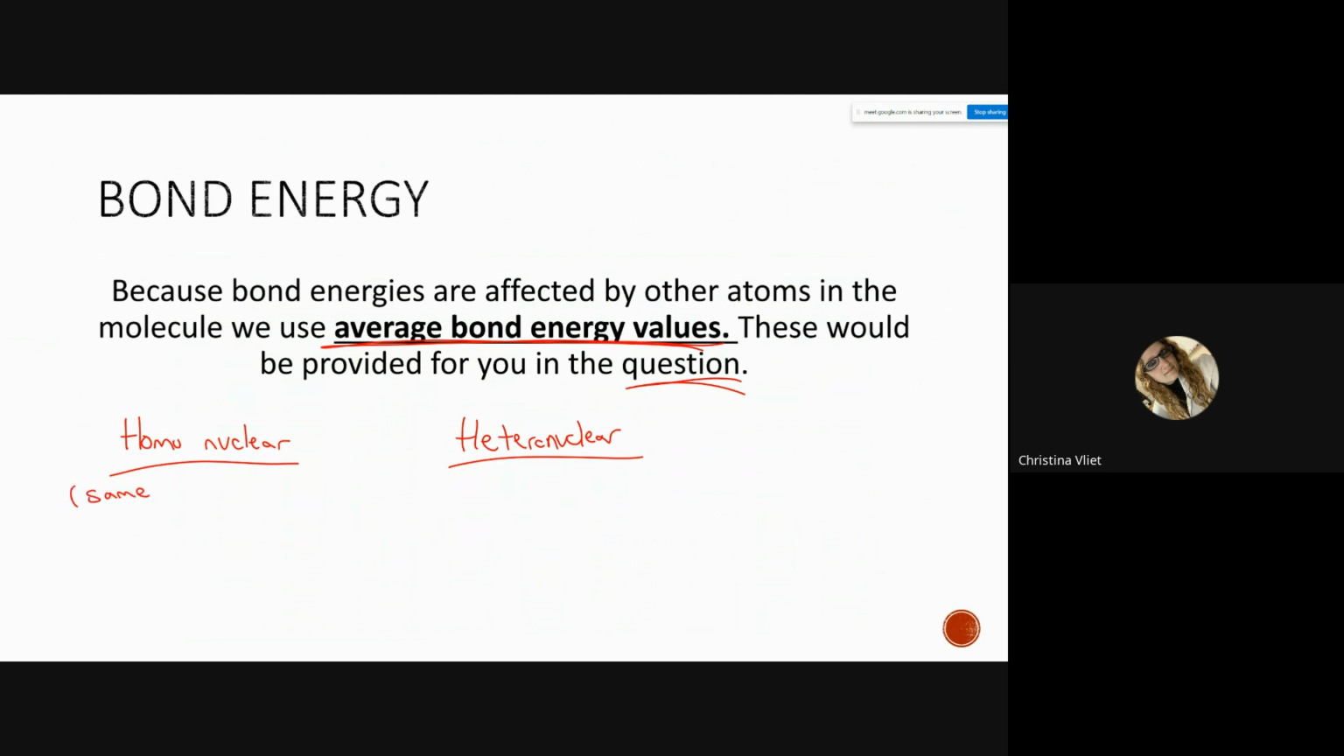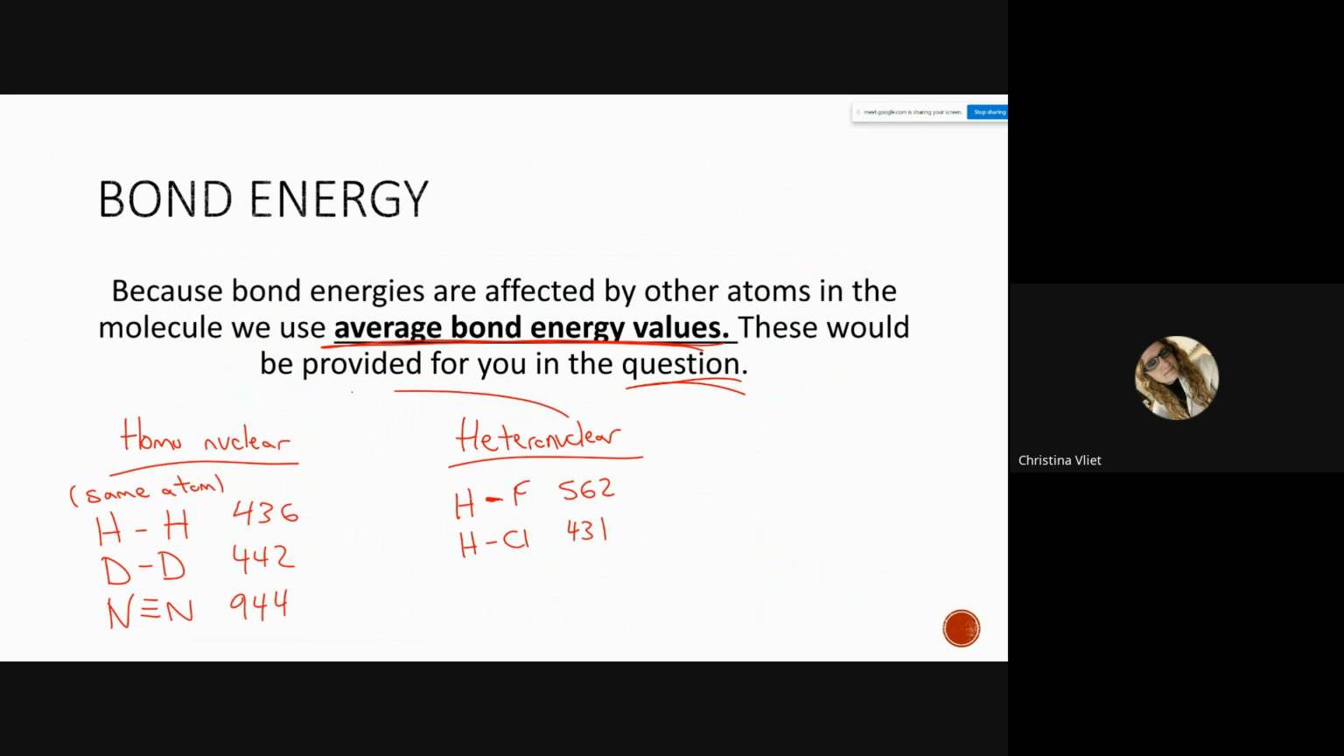Same atom connected to itself. So like H has to be connected to H. D has to be connected to D. N has to be connected to N. And then they give you different numbers here. I'm just rewriting what I see. And then the other version is heteronuclear, which you have HF as an example. So what's the heteronuclear? Something bonded to a hydrogen or a carbon.